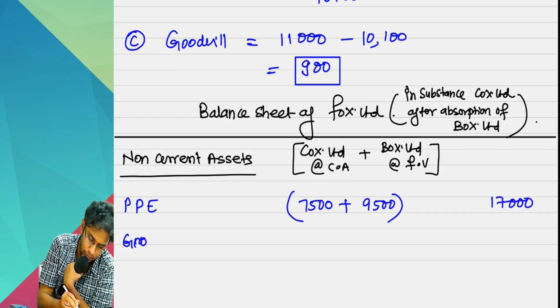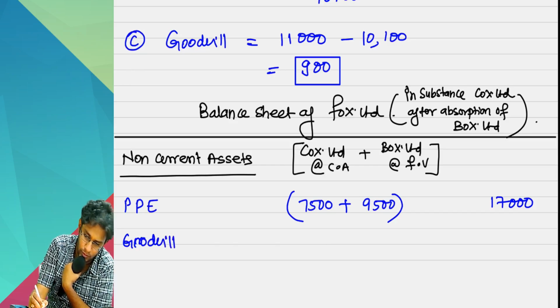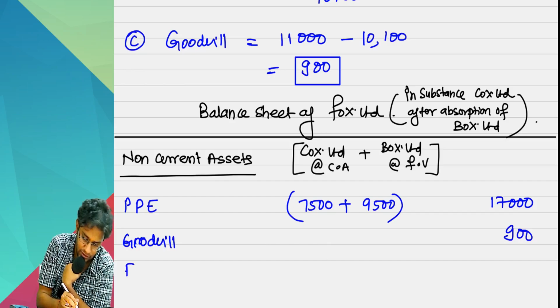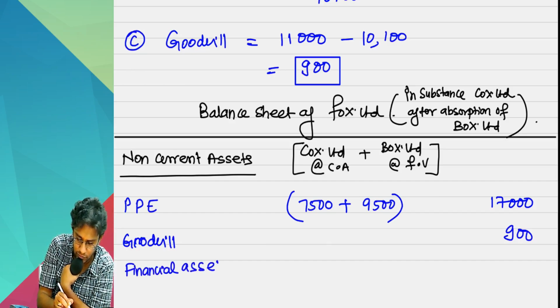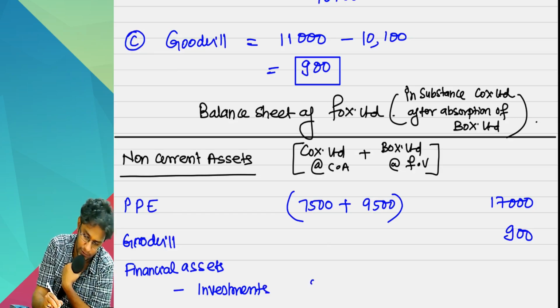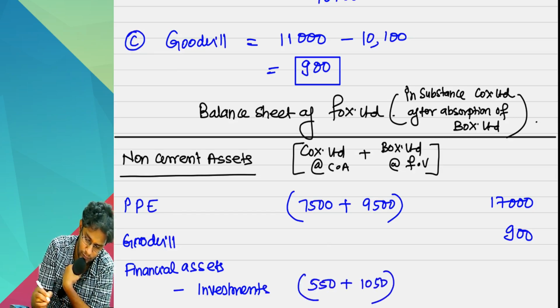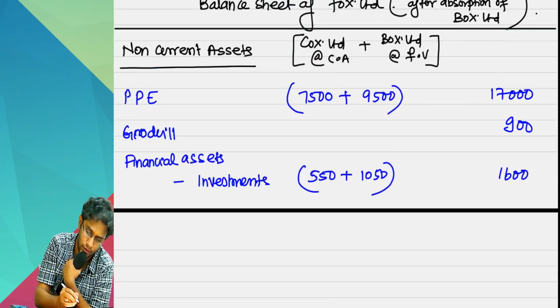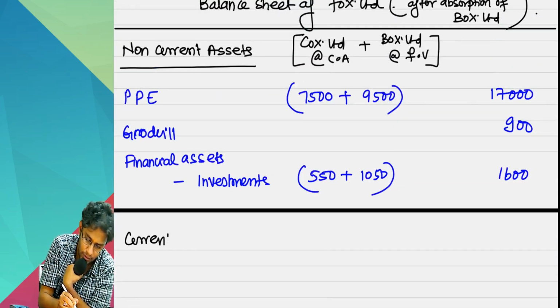Next, goodwill, 900. What else? Investments are there. Investments are financial assets, so you have to show them, or else you lose marks. Investments, presentation, absolutely no compromise. 550 plus 1050, 1600. With this, non-current assets is done.